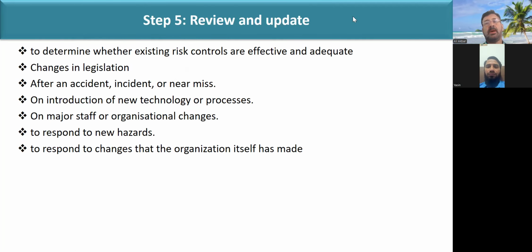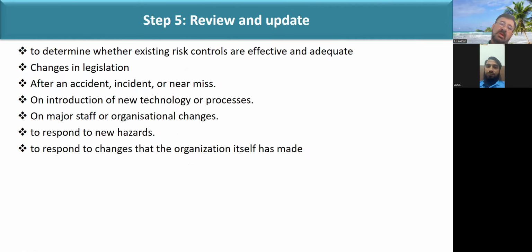Now, review and update. When will the risk assessment be reviewed and updated? To determine whether existing risk controls are effective and adequate; on change in legislation; after an incident or near miss; on introduction of new technology or policies; on major staff or organizational changes; to respond to new hazards; and to respond to changes that the organization itself has made.